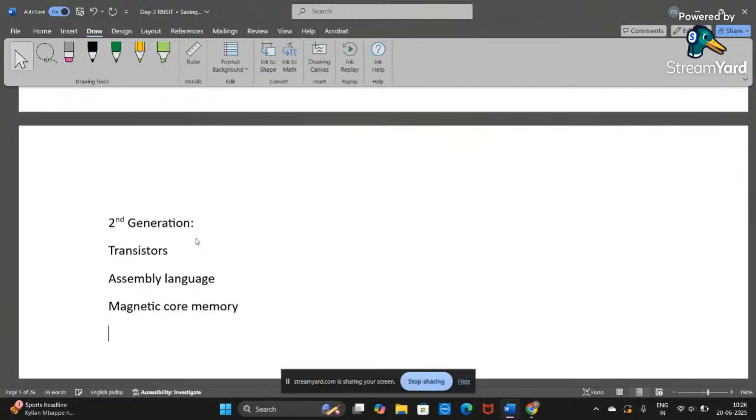Previously in the first generation for input and output, we used punch cards and paper tape. Here we are using punch cards and printers. Size: smaller than the first generation.